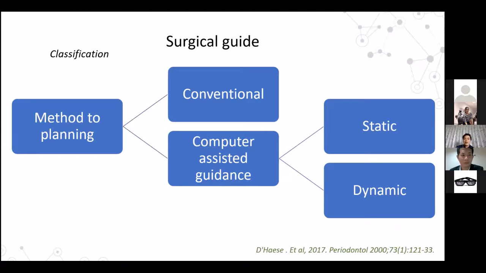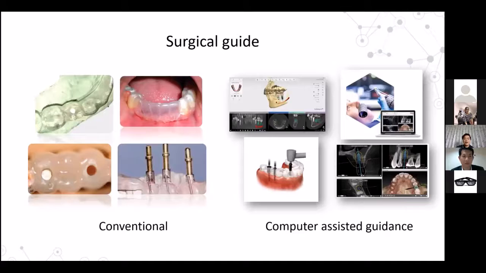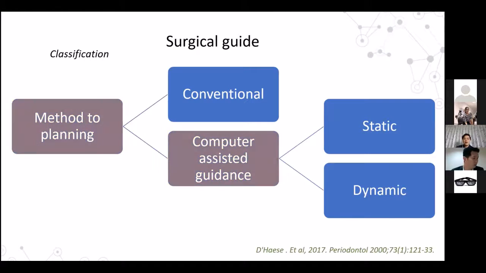This et al. in 2017 classified the surgical guide by the method of planning. First is conventional, and another one is computer-assisted guidance. The left picture is conventional, and the right side is computer-guided surgery. Most studies show higher accuracy in the computer guide than the conventional. So the computer-guided implant surgery can be divided into 2 types, static and dynamic.